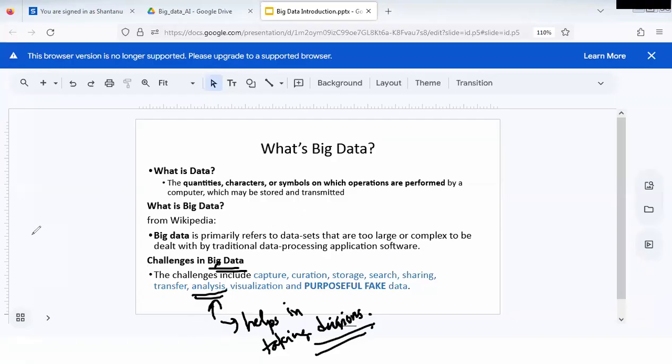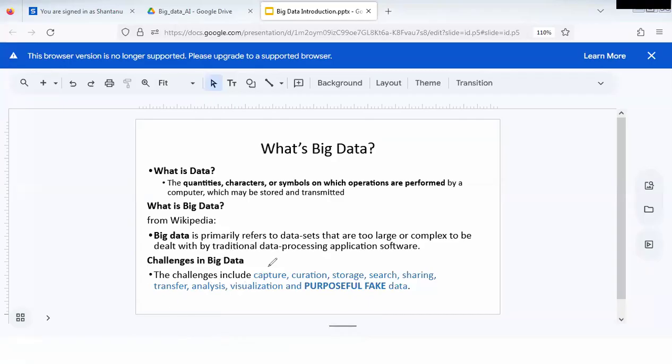Then comes, once you start doing analysis, then comes the visualization part. Okay, we have data, we have captured the data, we have curated the data, हमने store भी कर दिया, search भी कर सकते हैं, we can share it, we can transfer, we can do analysis. Then obviously people want to visualize, we want to see. Okay, ठीक है, बताओ मुझे.